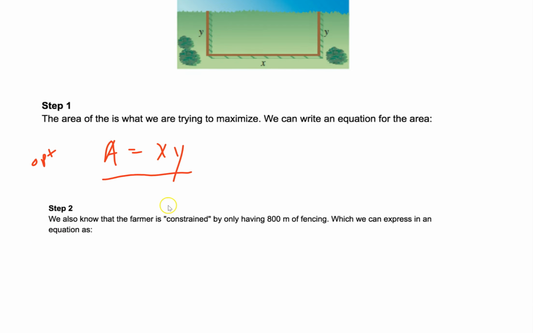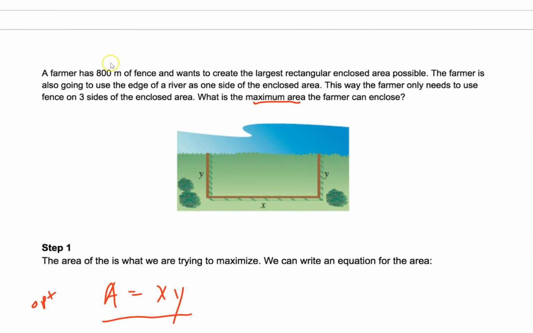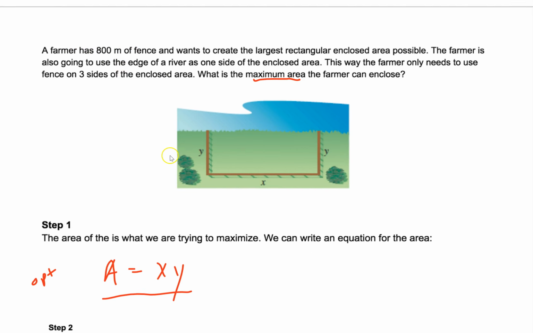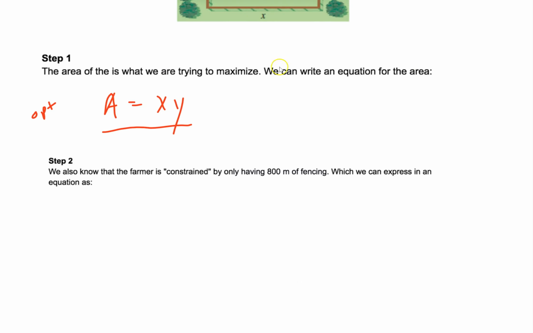We also know, since it's two variables, we're going to try to find a constraint equation. Look what they told us. The farmer only has 800 meters of fencing. So that means all this only equals 800. That's your constraint. You can use constrained by 800 meters of fencing.